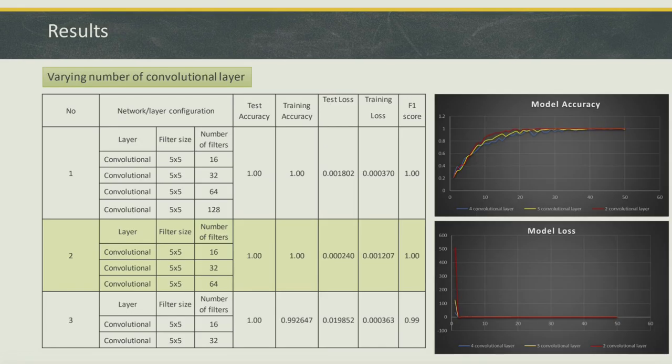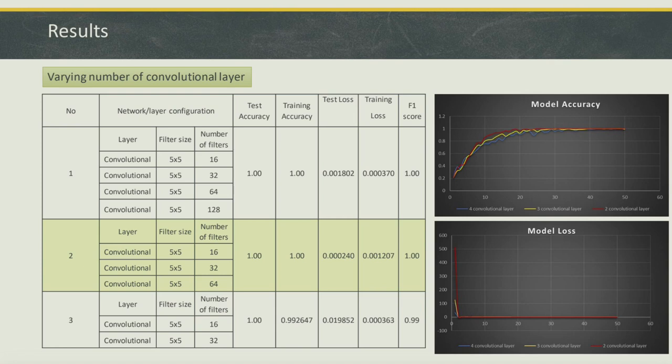To determine the best number of convolutional layers for our model, a test is conducted by varying the number of convolution layers. For this test, we are using 4 convolutional layers in the first configuration, 3 for the second configuration, and 2 for the third configuration. The other parameters are kept constant.